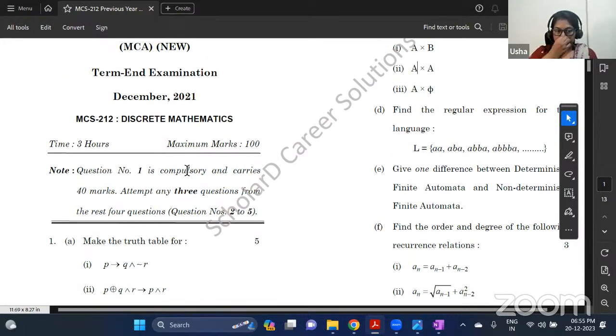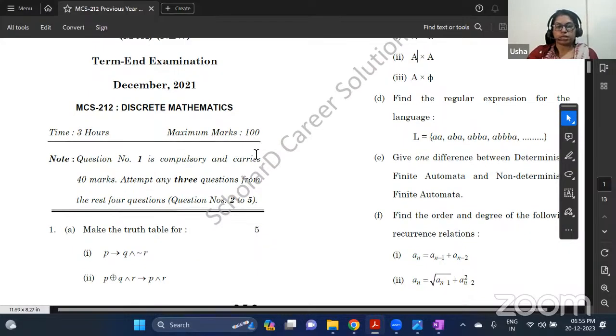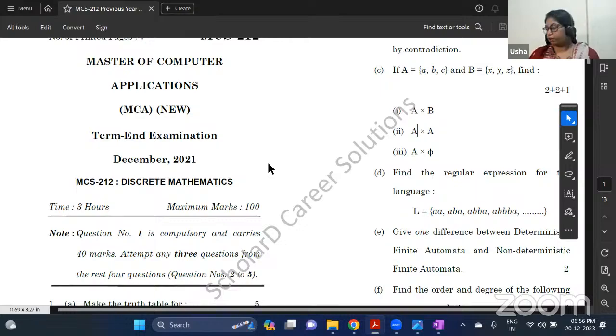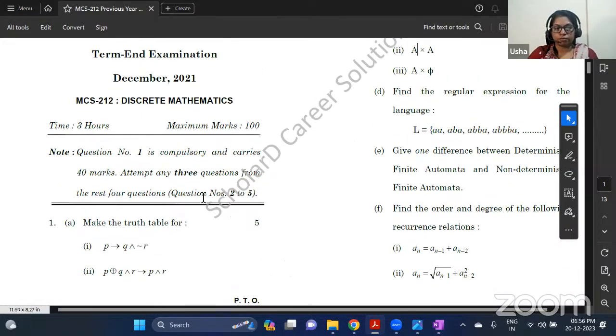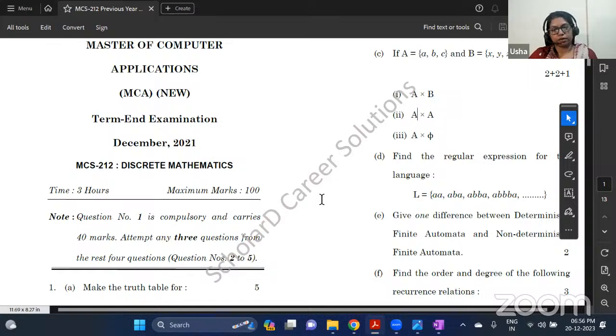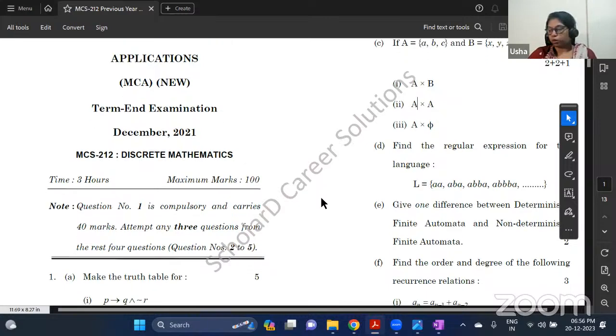How many of you are from BIT Study Center? Just mention in the chat if you are from BIT IGNOU Study Center in Bangalore. If you are from BIT IGNOU Study Center from Bangalore, then most of the topics I have explained in the class. This truth table, sets, relations, and functions are all explained in the class, so you will be able to solve them. Already in this question paper, you will be able to solve at least 20-25 marks. Okay, Karthik is from BIT, right?